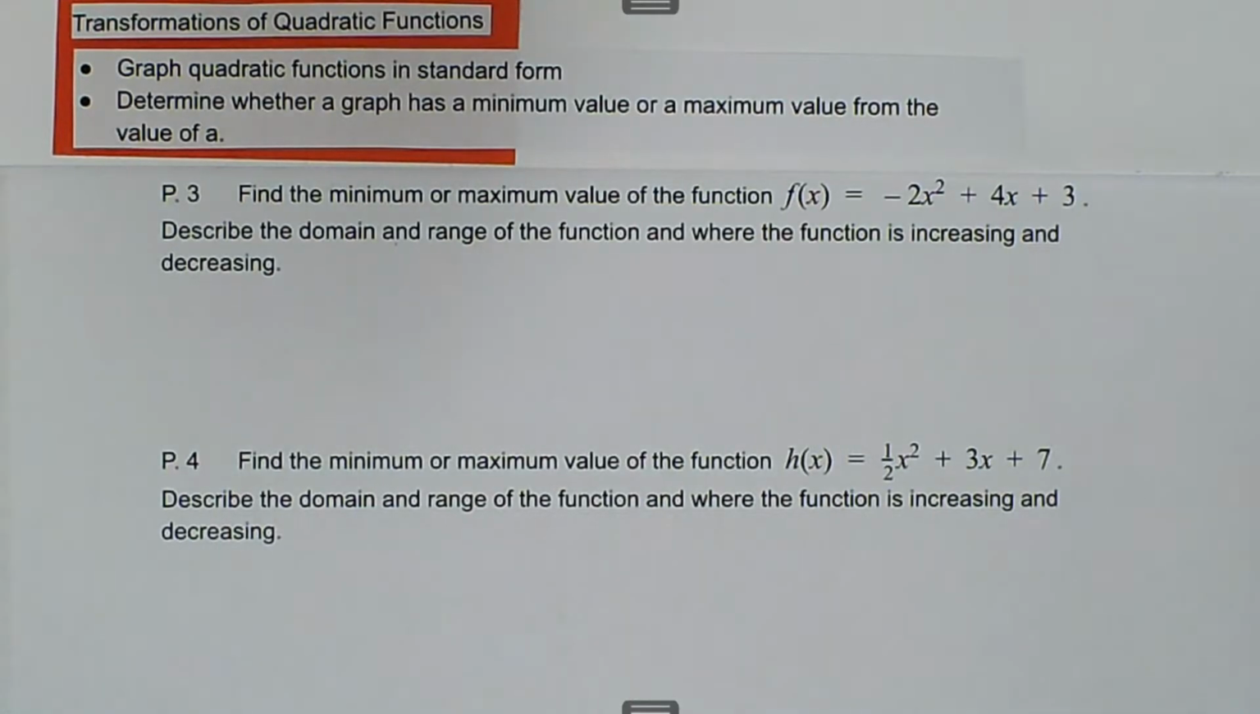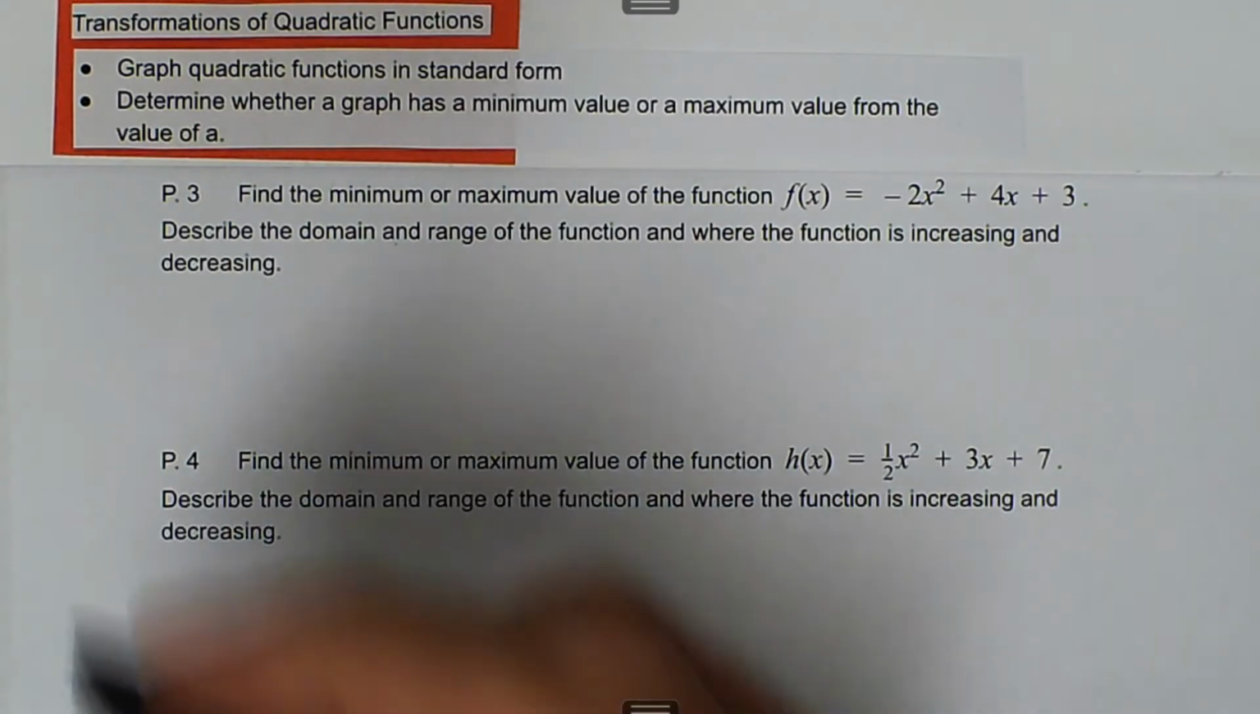We're talking about transformations of quadratic functions, and we want to graph functions in standard form and determine whether a graph has a minimum value or maximum value from the given a value. So problem 3: find the minimum or maximum value for the function f of x equals negative 2x squared plus 4x plus 3, and describe the domain, range of the function, and where the function is increasing and decreasing.